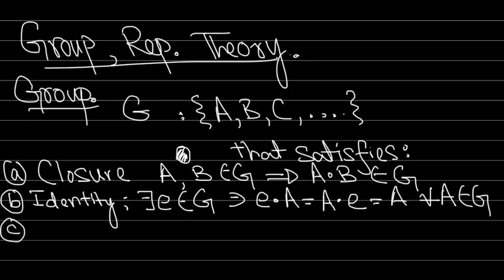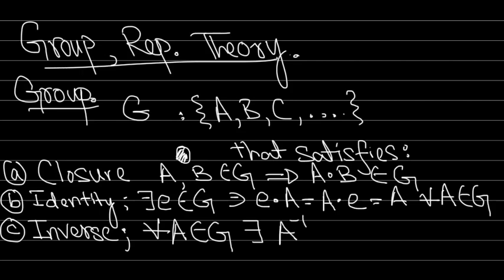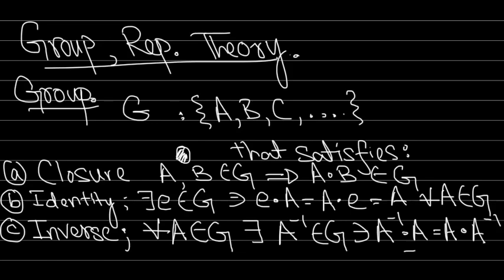Then the third one is the inverse. Now, for inverse, we say that for all elements, say A, that belong to G, there exists an A inverse that belongs to G, such that when you take the composition of A inverse and A, it is the same as if you were to take the composition of A and A inverse, and it gives you identity, right? That's the inverse feature.